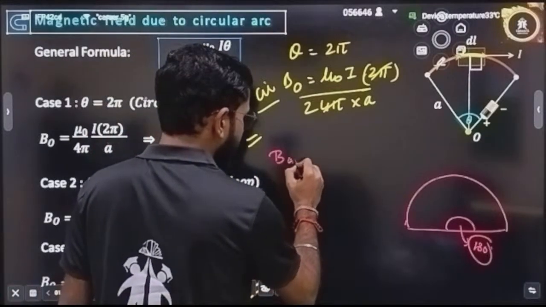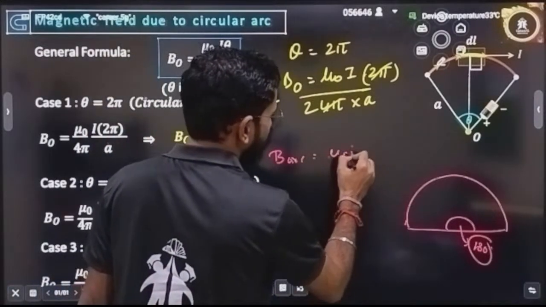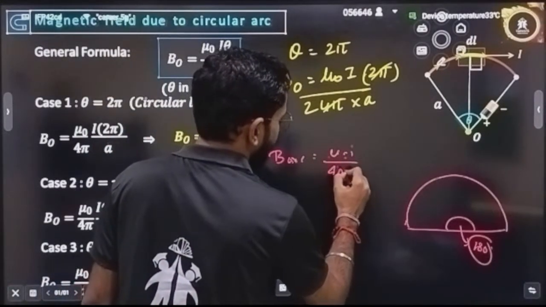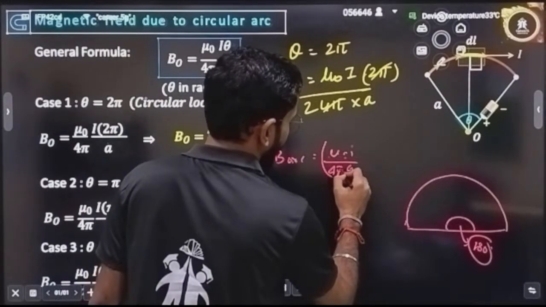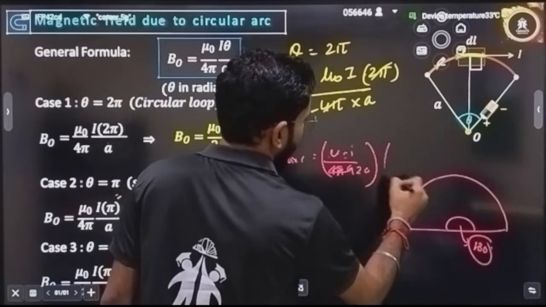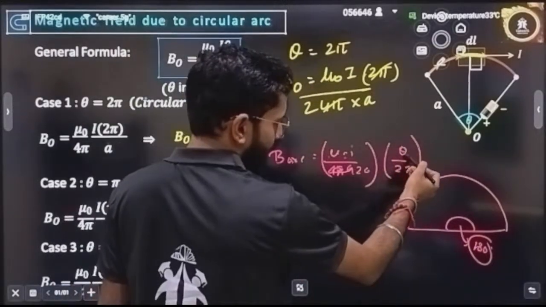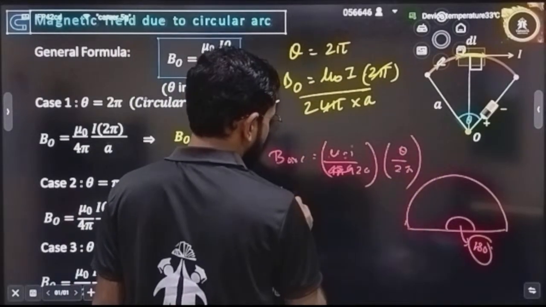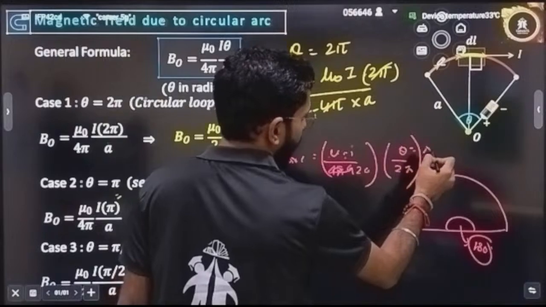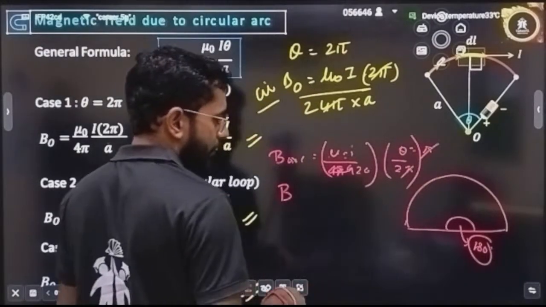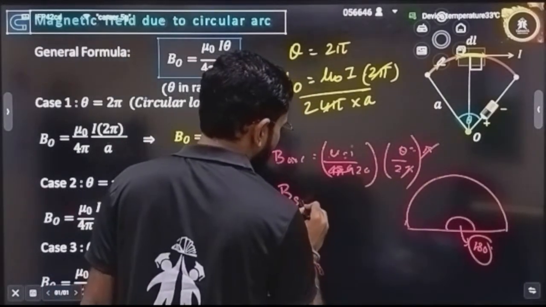Now, again write the result for an arc: mu naught I divided by 2a, and here theta divided by 2 pi. For 180 degree, what will you write here? Can I say you will write pi only? That means if you write pi here, this pi and 2 pi will simply get cancelled, and what will be the result that you get?